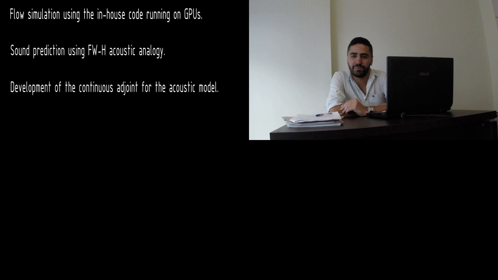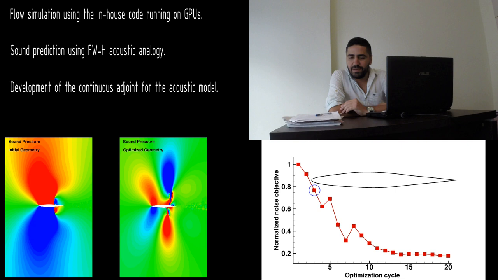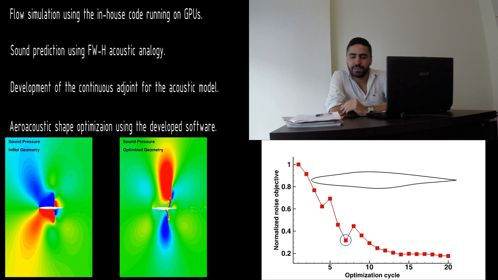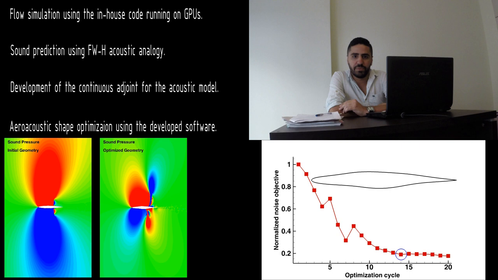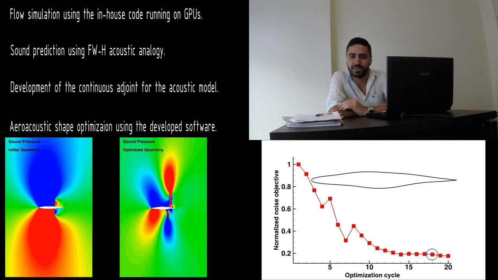Why the adjoint method? Shape optimization industrial problems are usually complicated and computationally quite expensive, as the number of design variables is high. Not every optimization method might be appropriate to be used. But adjoint methods are advantageous, since their computational cost is independent of the number of design variables.